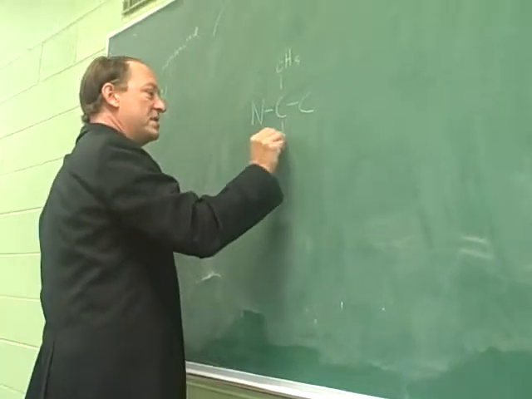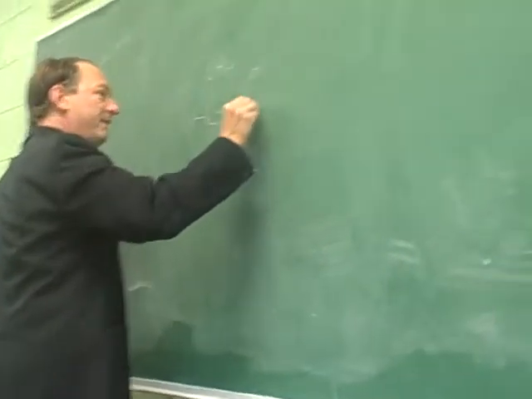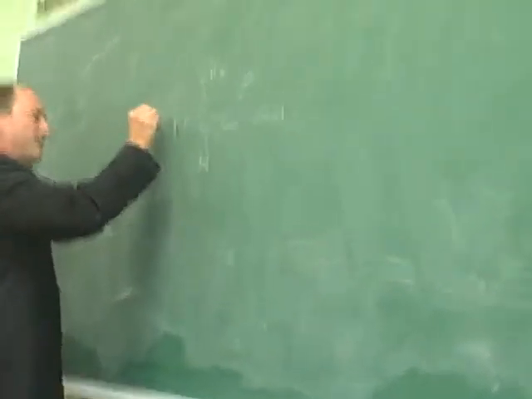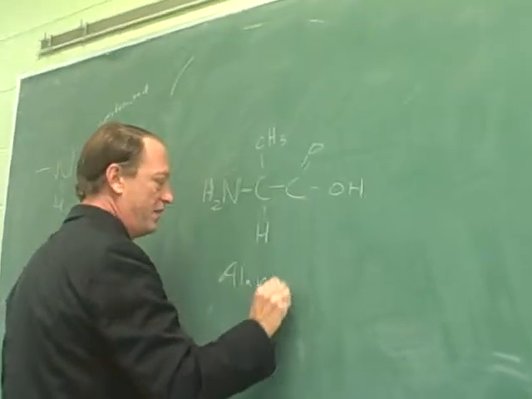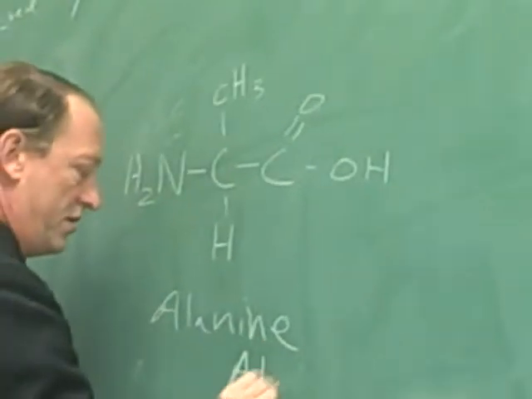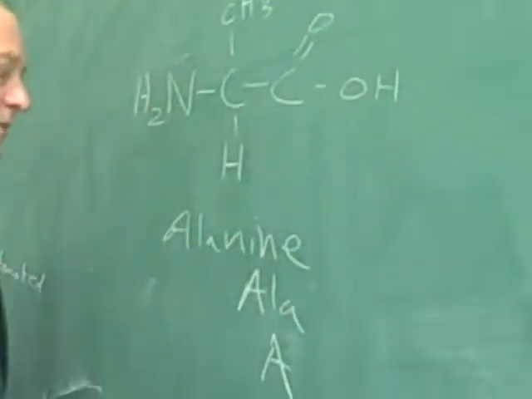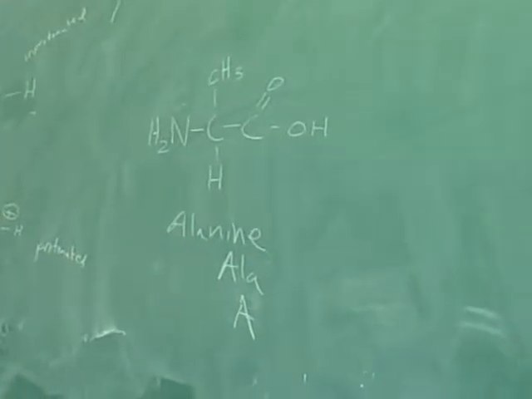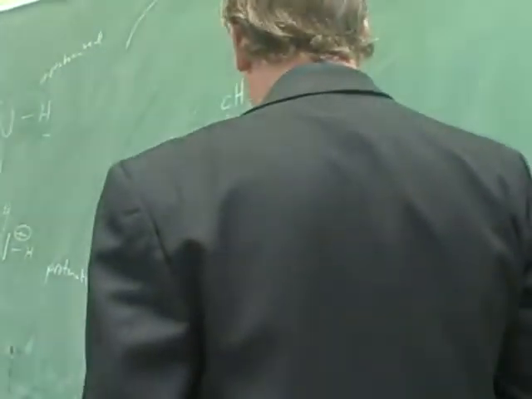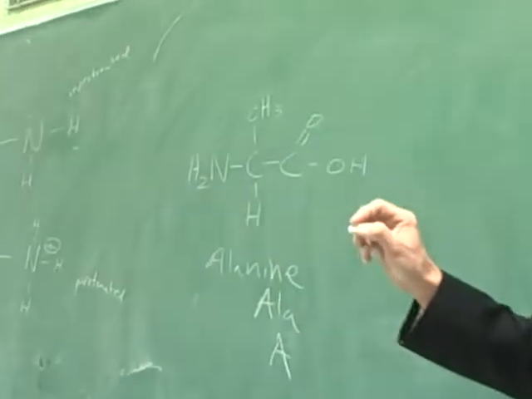Anybody know the name of this amino acid? This is alanine. You're going to have to memorize all 20 of them, their 3-letter code and their 1-letter code, and be able to draw their structure. That's alanine. It's got 2 ionizable groups.